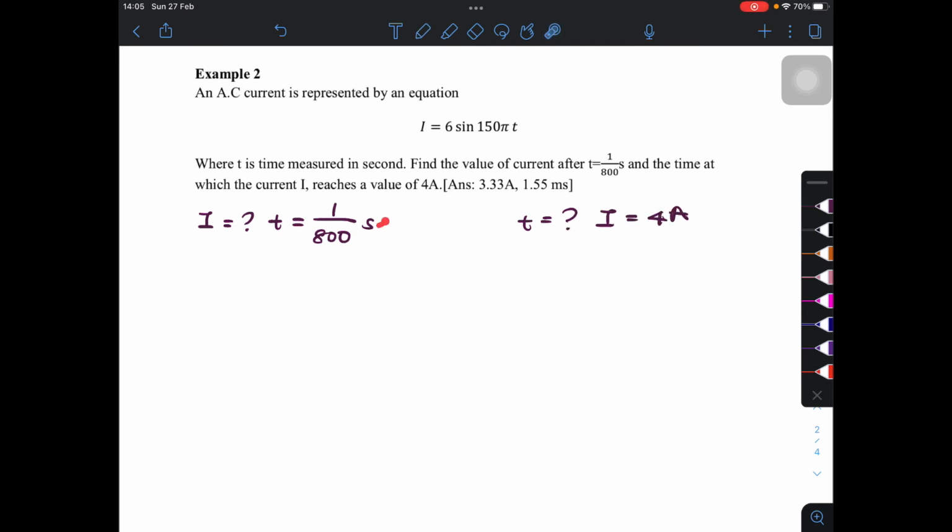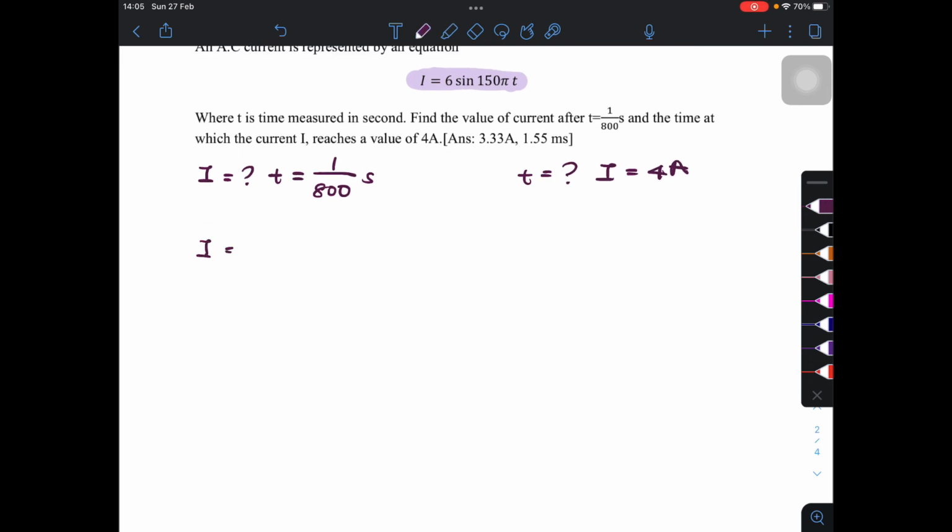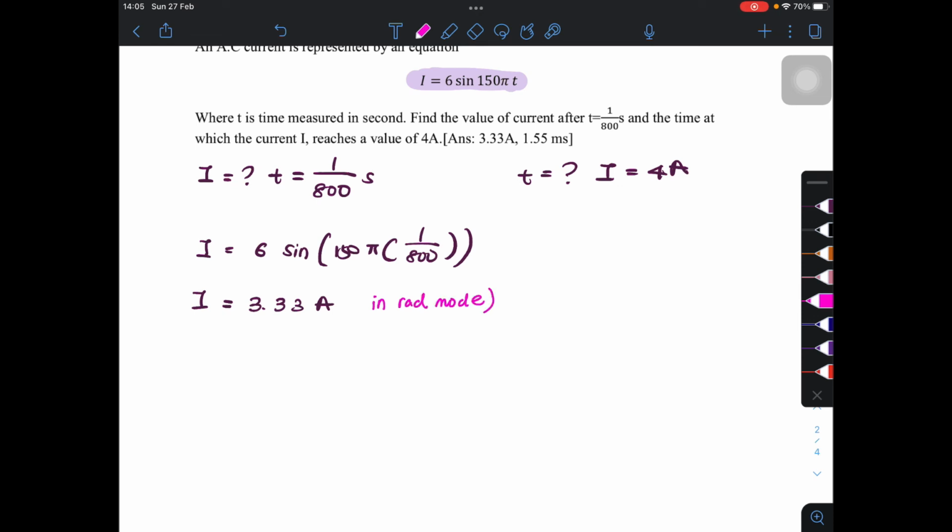For this one, you just need to substitute into the original equation. It is very straightforward. I is equal to 6 sin 150 pi, and then substitute the value for t. So you will get I equal to 3.33 ampere. And since we are using sin, your calculator must be in radian mode.